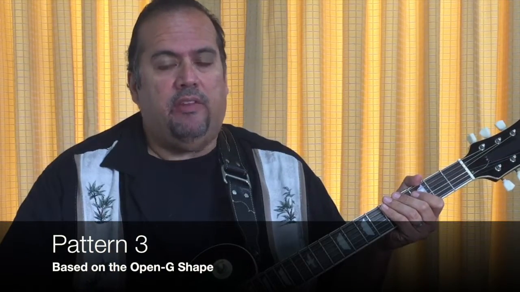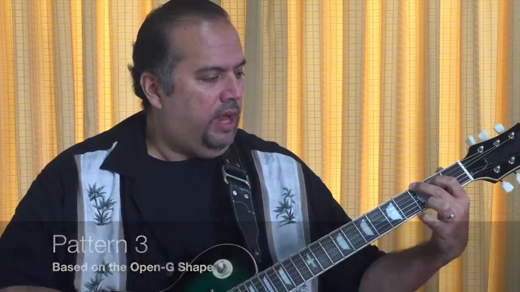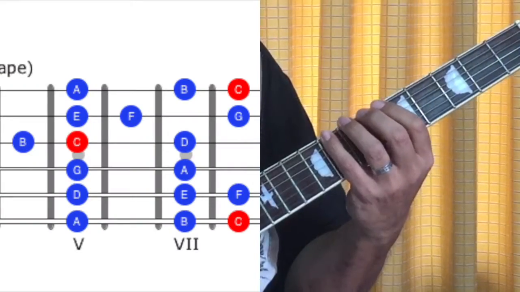Pattern 3 is based off of the G shape. Okay, so you know the G shape. If we move the G shape up here, this is tricky. That's a C chord based on the G shape. And here as well, a C major pattern.